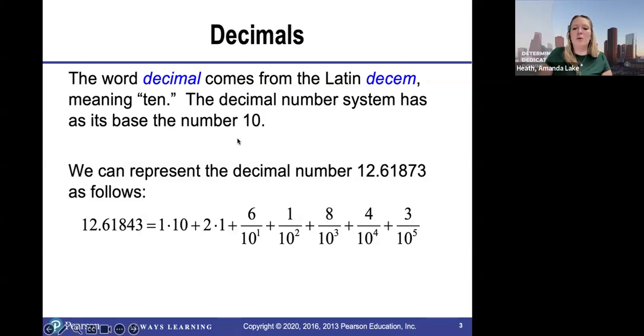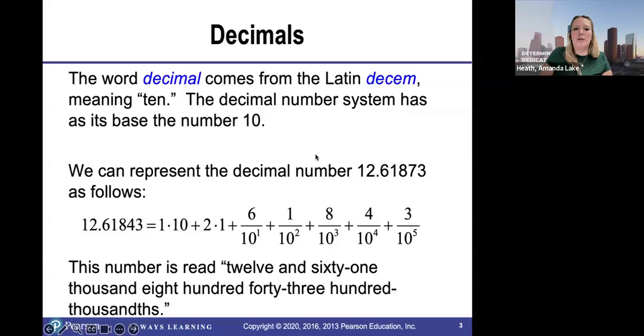Okay, so this is one way we can represent decimal values. We read this number as 12, and then our decimal point gives us the word "and," then 61,843 hundred thousandths. Since we have 5 decimal places, this is telling us how many hundred thousandths we have: 61,843 hundred thousandths.